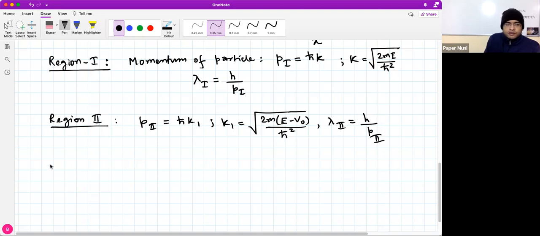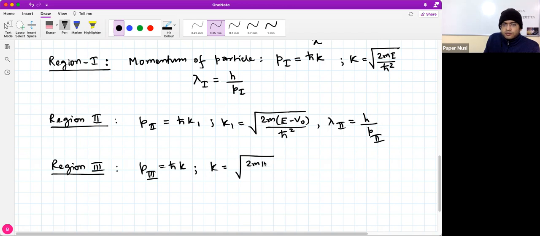And then what we have is region 3. Now p3 is h cross k, where k is the square root of 2mE by h cross square. This is the same as the previous region, sorry, region 1.